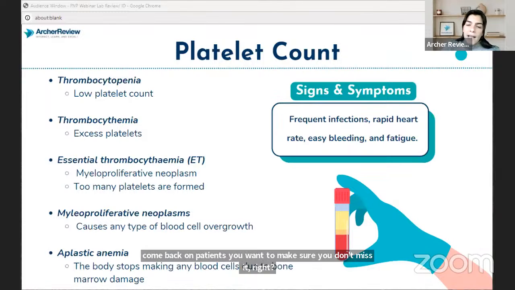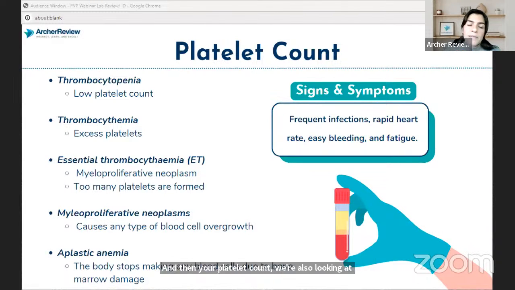And then your platelet count, we're also looking at that. Thrombocytopenia is your low platelet count. Thrombocythemia is your high platelet count. A lot of different disorders come from abnormal platelet counts. You're going to be looking at that on your CBC too.